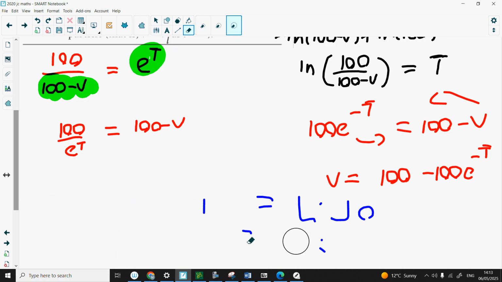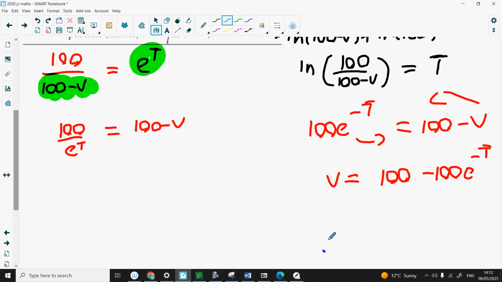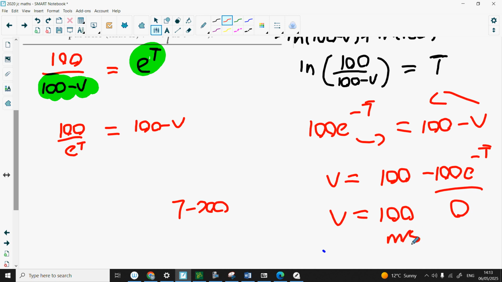Now what happens as t tends to infinity? What happens to any negative power? As t approaches infinity, this guy here approaches 0, so your final velocity is 100 meters per second.